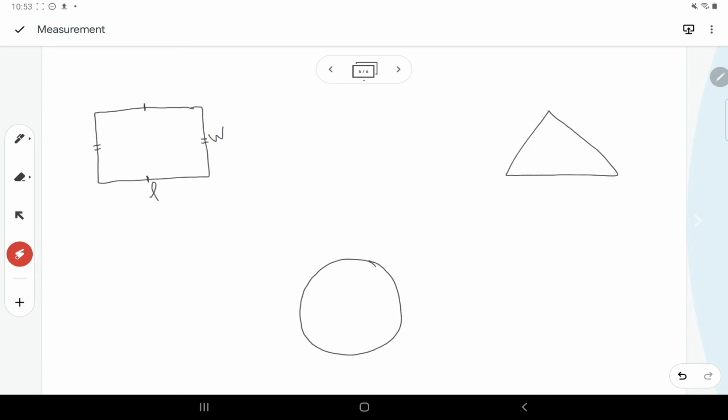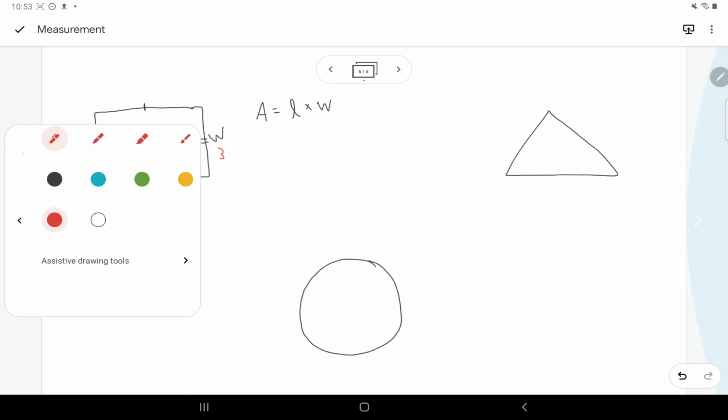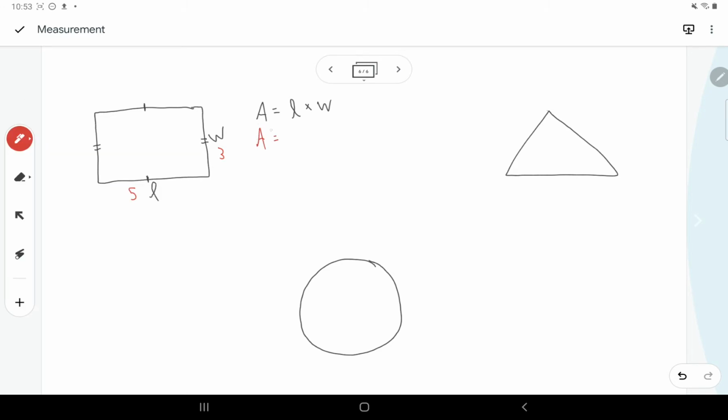Okay, so to find the area of this object, all we do is area equals length times width. Simple as that. For example, if I had a width of 3 and a length of 5, then the area equals the length of 5 times the width of 3, gives us the area equal to 15. Now I didn't stick any units in there, and we'll talk about that in just a moment, but we'll see how that works later on. I'm just taking it step by step here.